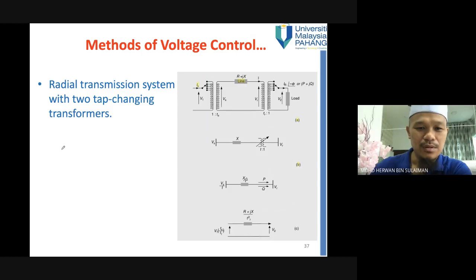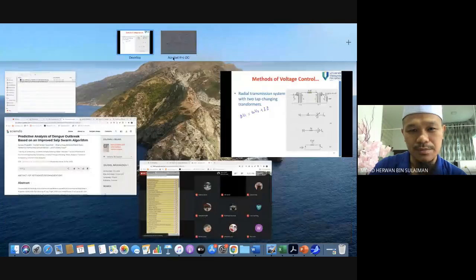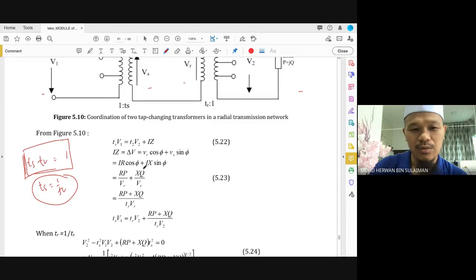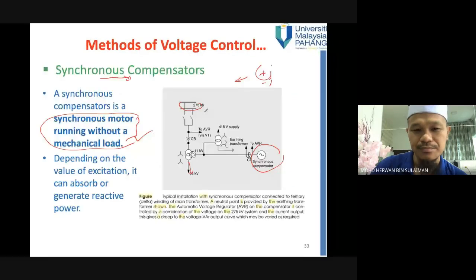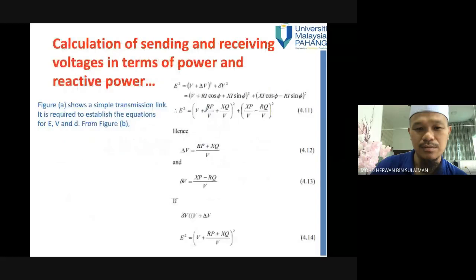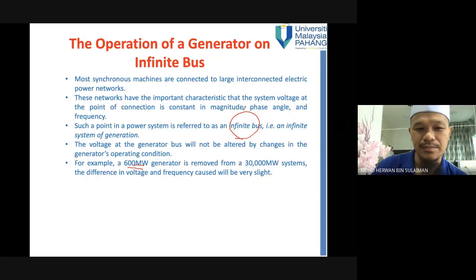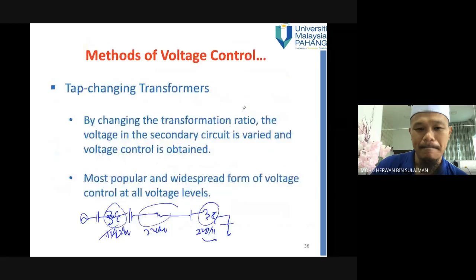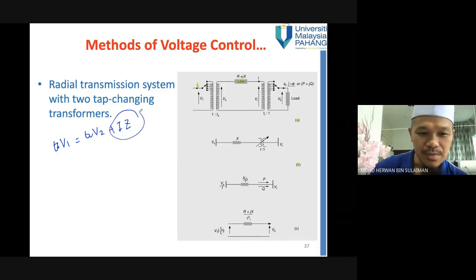So we have Ts V1 equals Tr V2 plus Iz. And we know that Iz is equal to delta V, which we learned in the previous notes, the derivation of how we derive this, where delta V is Rr cos phi plus Xi sin phi.